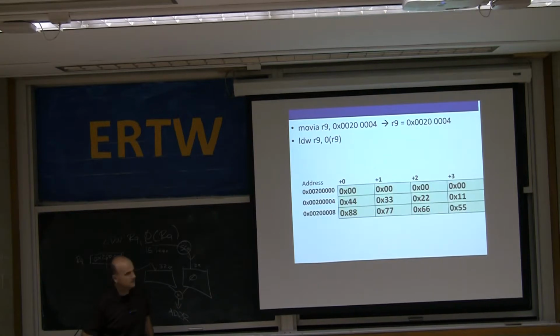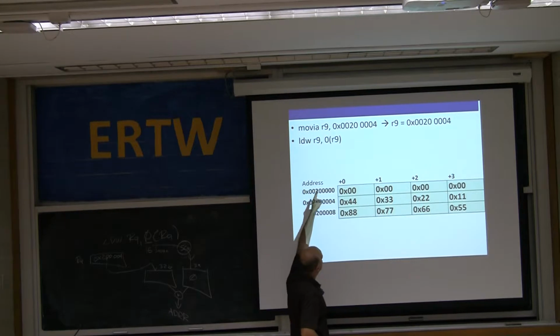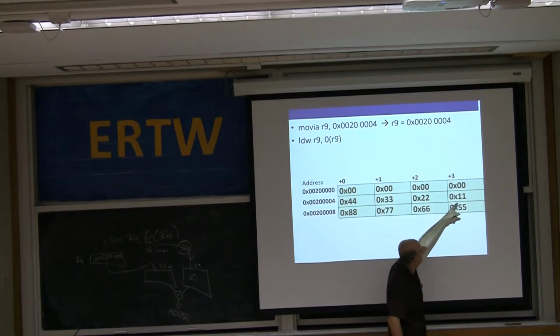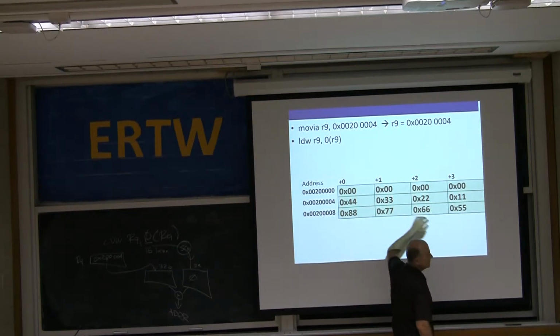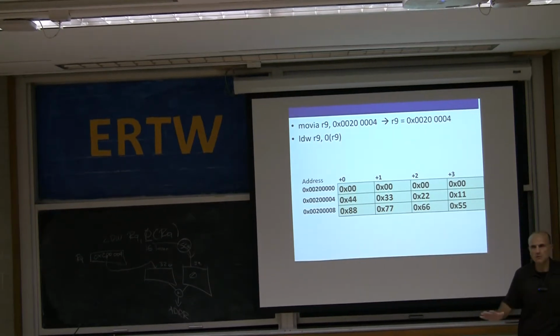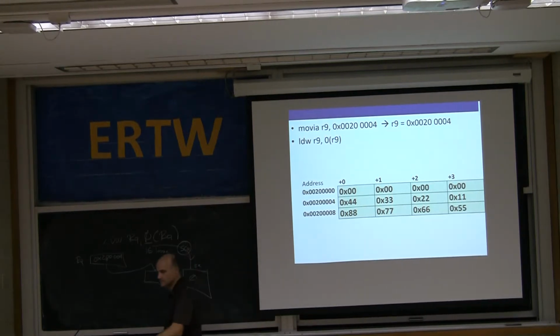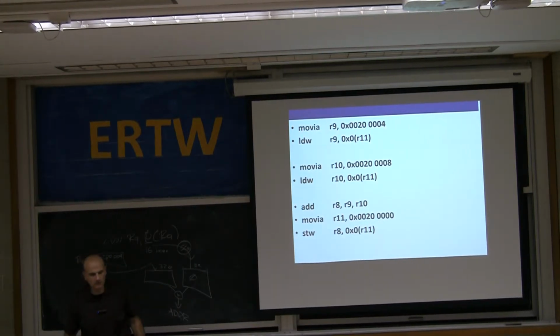Okay, so the slides are not very helpful to show you what's going to happen. But R9, after the load, will become 0x11223344. And I'm reading this in reverse because it's little endian. Are we okay with this? Okay. Now let's look at the full program in its full glory. I'll get back to those in 1 second. This is the full program now.